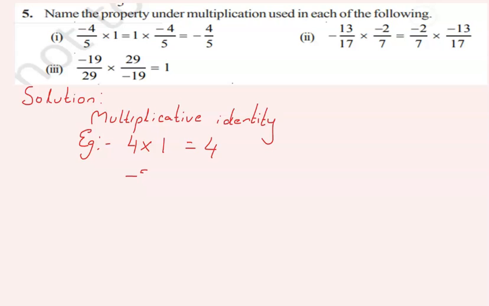And what about minus 5? When minus 5 is multiplied with a number, the value remains unchanged. So when do you get minus 5? When you multiply minus 5 by 1. So this 1 is playing the role of multiplicative identity.